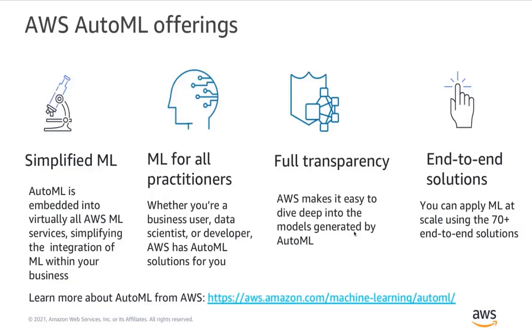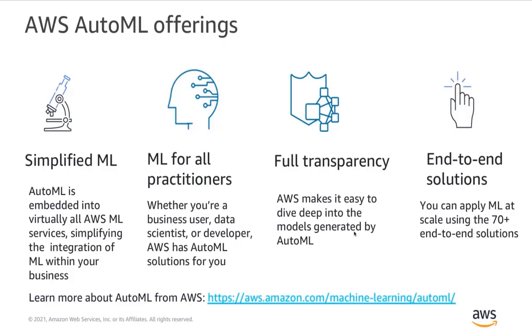So I think this slide provides a good overview of what I was just talking about, in the sense that with AutoML, you're essentially simplifying machine learning. And there are various aspects of the machine learning process that you can leverage with respect to AutoML and take advantage of. As I was just saying, AutoML is something that all practitioners can use, whether you are a business user, a data scientist, or a developer. There are AutoML solutions from AWS that you can leverage.